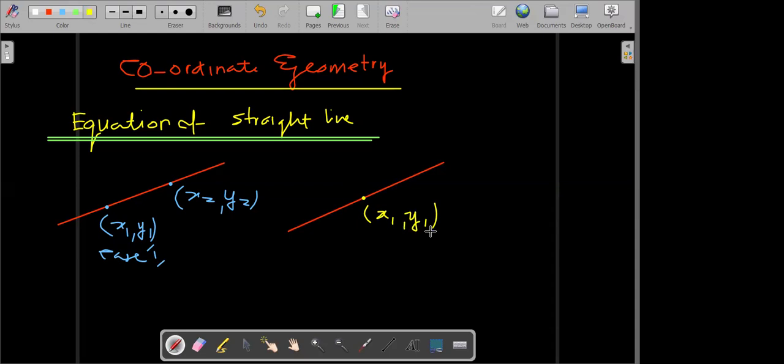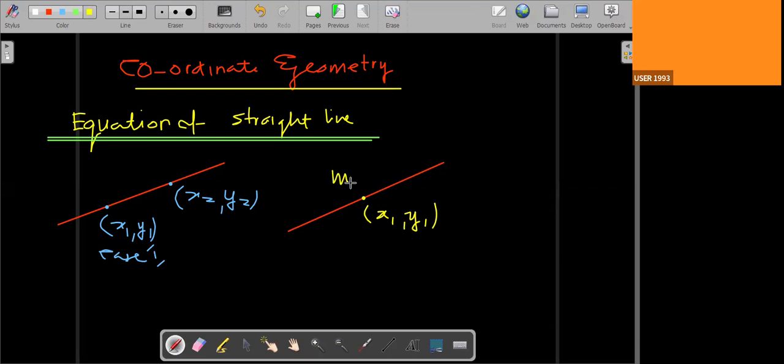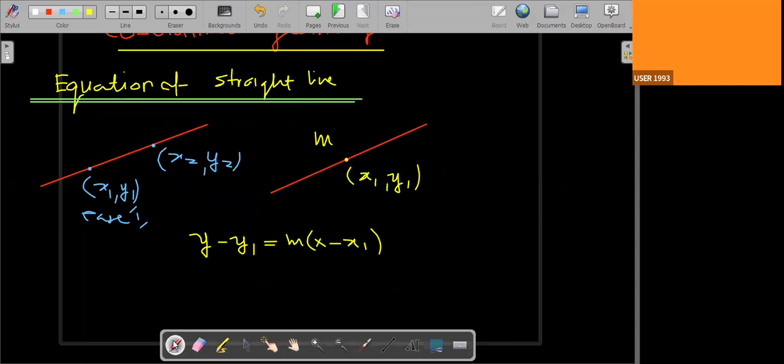If you know one coordinate on the straight line, then you must know the gradient of the straight line. Then the equation of the straight line is given by y minus y1 is equal to m into x minus x1. All right, y minus y1 is equal to m into x minus x1.